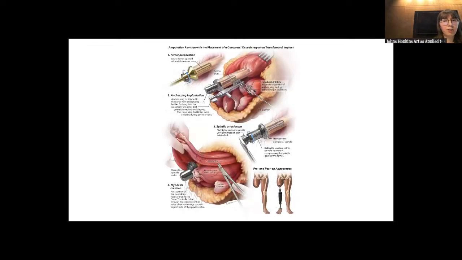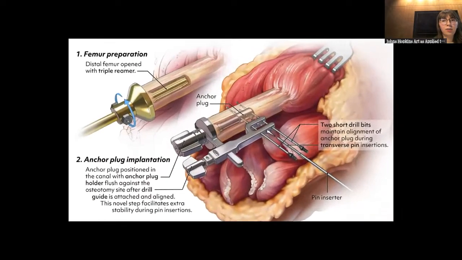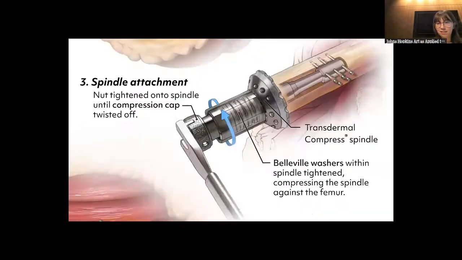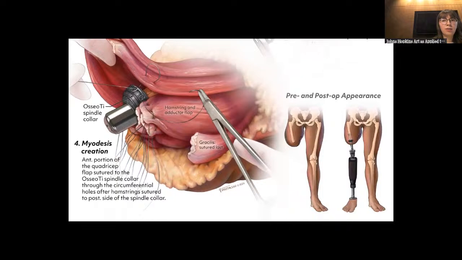For my fully rendered piece, I chose to illustrate the main steps of the procedure, starting with reaming the femoral canal, implanting the anchor plug, and attaching and compressing the spindle. I also illustrated an overview of the myodesis creation and included the pre- and post-op appearance.